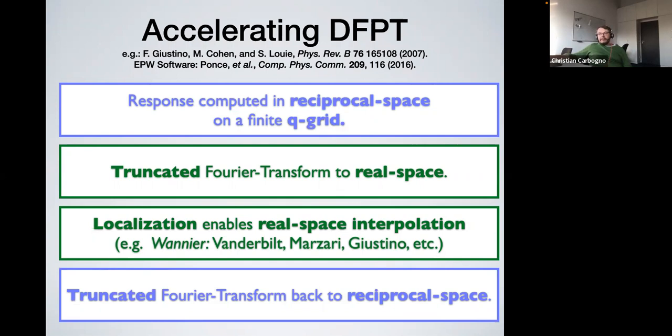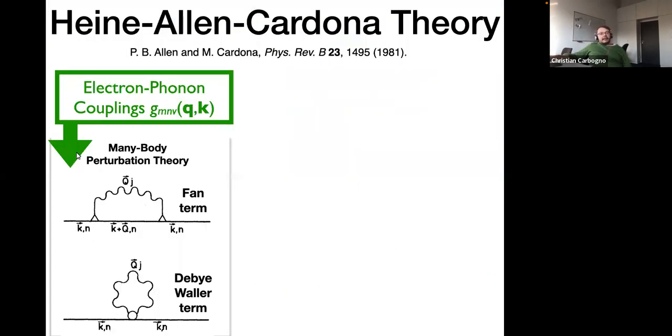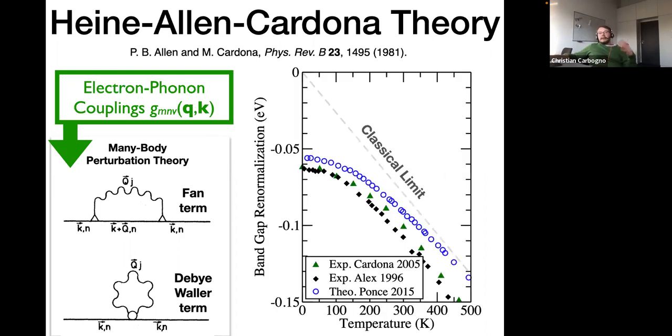And once you have them, you feed them in your actual perturbation theory. So for those familiar with quantum field theory, there are actually two diagrams that have to be accounted for. If you do that, you can calculate again the expectation value of your electronic structure, and for instance, how the band gap changes with temperature.